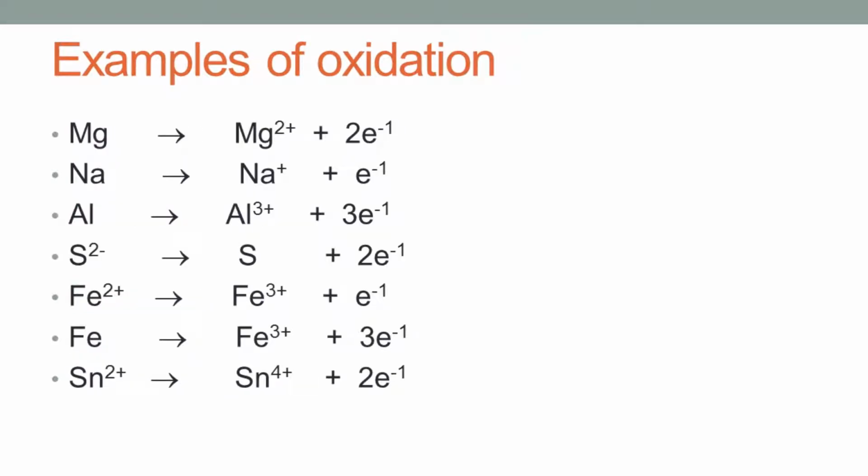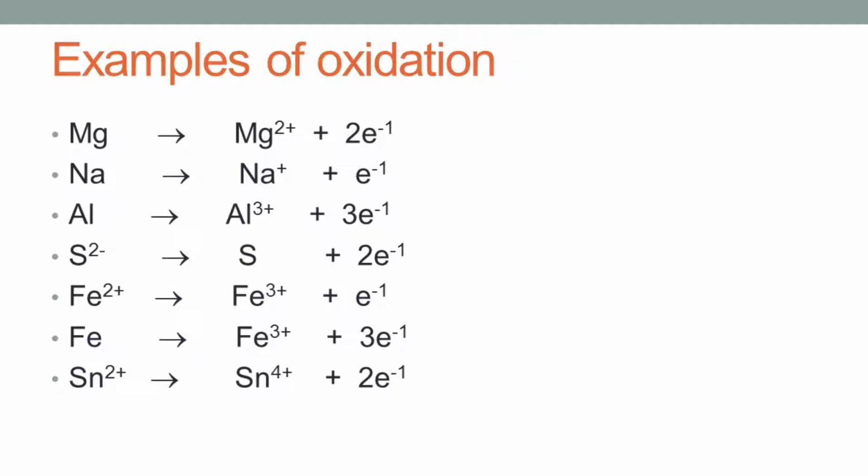Here are some examples of oxidation. Magnesium loses 2 electrons, changes into Mg2+. Therefore, the reaction is an oxidation reaction. Sodium, a neutral atom, changes into Na+ and loses an electron. Therefore, that is again an oxidation reaction. Aluminum loses 3 electrons and changes into Al3+. Therefore, that is again an oxidation reaction.